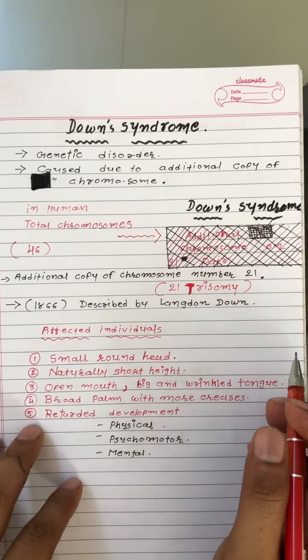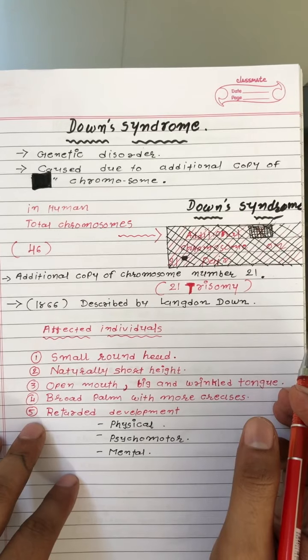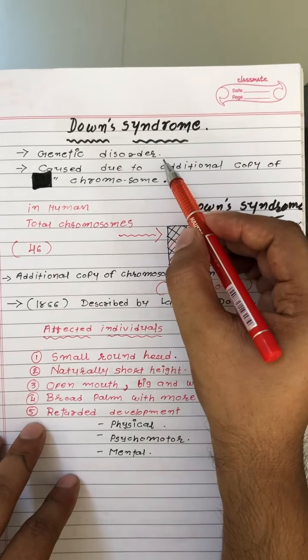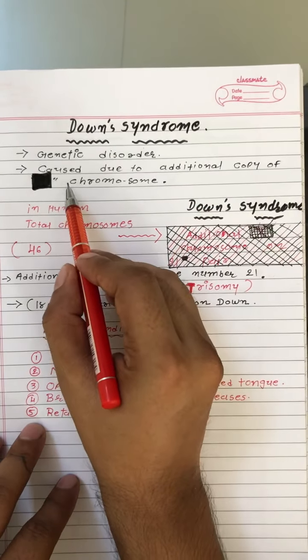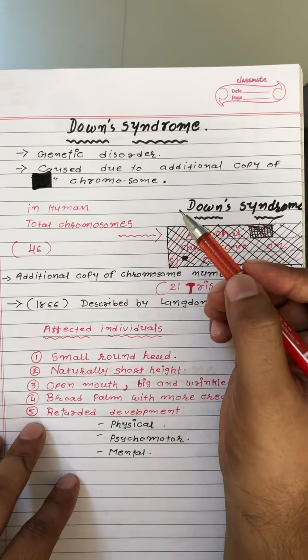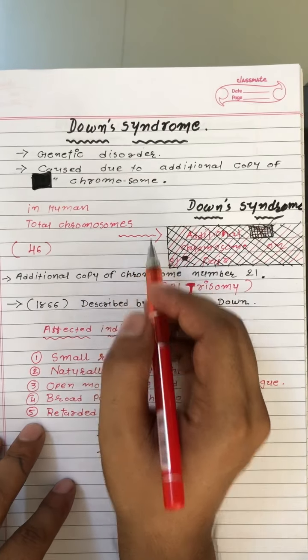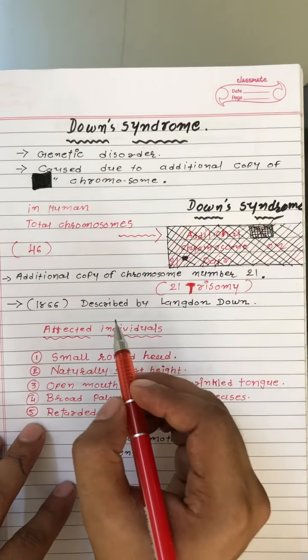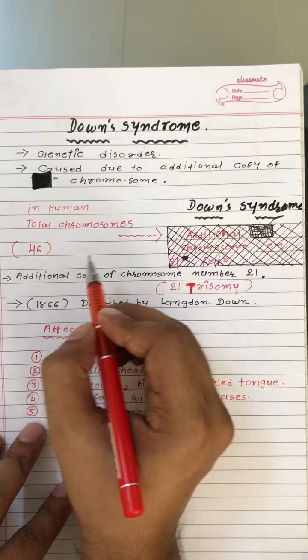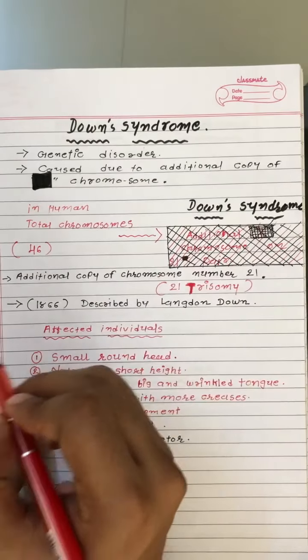Let's try and understand the first example of chromosomal disorder, that is Down syndrome. It is a genetic disorder and we know it is caused due to the additional copy of chromosome. In normal human body, total number of chromosomes are 46. If we add one extra, it will become 47. That's what is happening in Down syndrome.